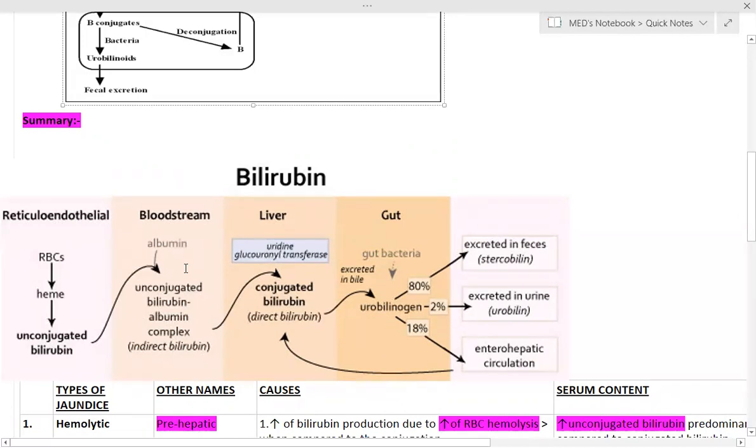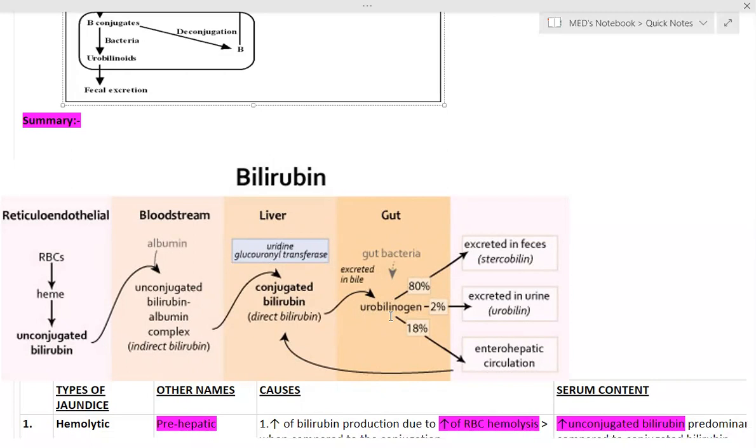Later, it enters the liver, and with the help of this enzyme, as I said, uridine glucuronyl transferase, it gets conjugated. That is direct bilirubin. Unconjugated means indirect, conjugated means direct. Now, this conjugated bilirubin is excreted with the bile, and in the gut there are bacteria which convert it into urobilinogen. Now, the story is really very important over here. You guys have to remember what happens at this stage.